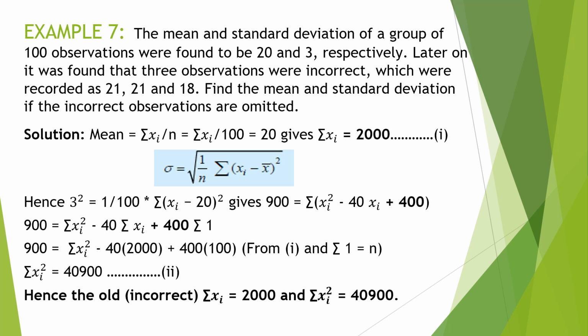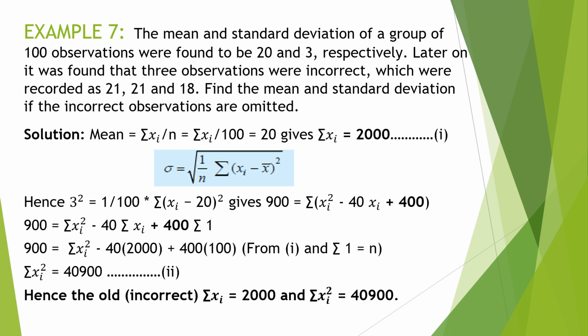Now it is given that the standard deviation is 3. So 3 square is equal to, to remove the square root, we are taking the square, 1 upon 100 into sigma of (xi minus mean, mean is 20) whole square. Simplify this. Bring 100 on the left hand side. So 900 is equal to sigma of (xi minus 20) whole square. So that is sigma of (xi square minus 40xi plus 400). 900 is equal to sigma xi square minus 40 into sigma xi plus 400 into sigma 1.